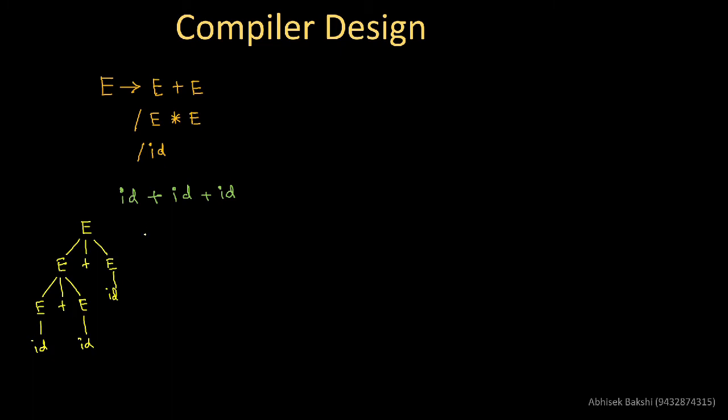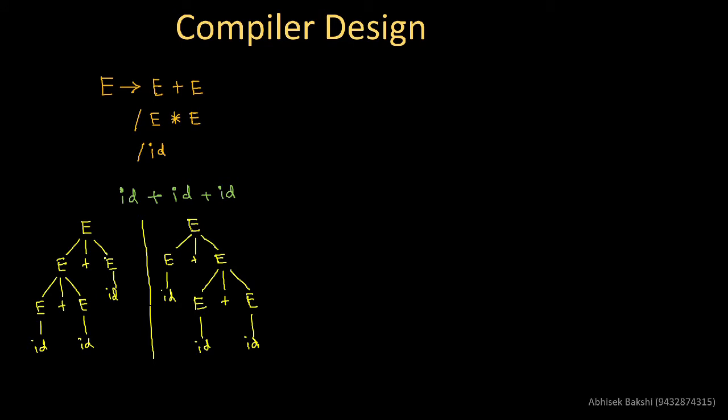This is one possibility, and another possibility is that E to E plus E, and now on this side E to E plus E, and this will remain ID, and this will be ID, and this will be ID. Now see, both these trees generate basically the same string, id plus id plus id. Then what is the difference?